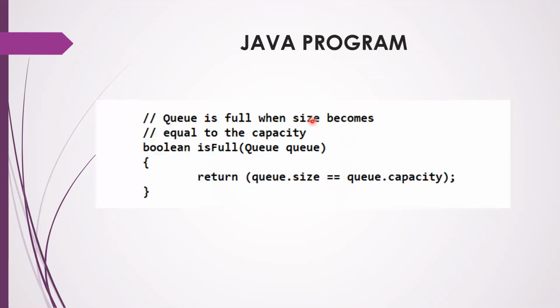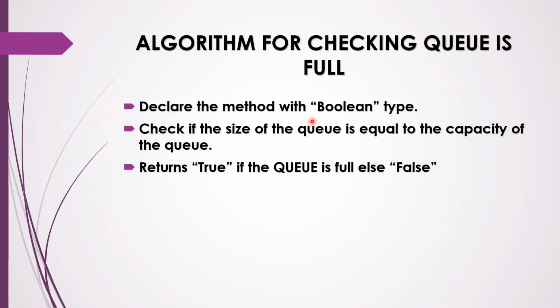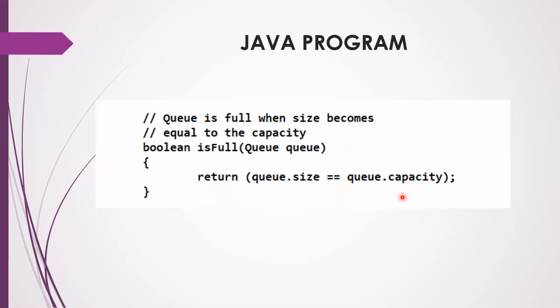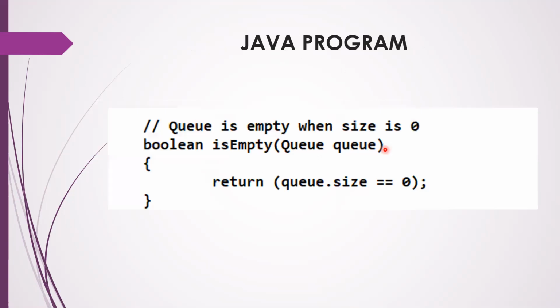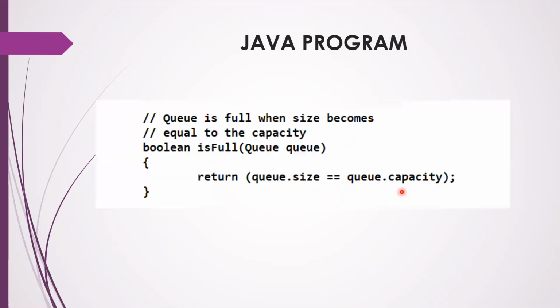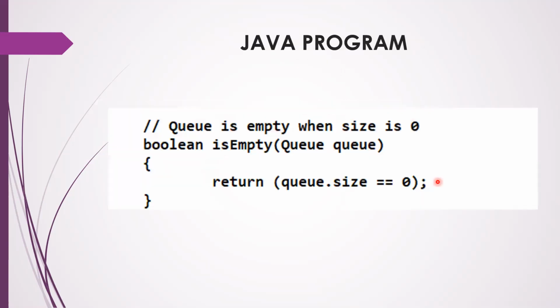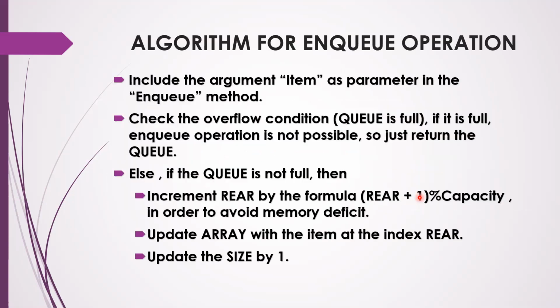So these are the two conditions. You have to check for the overflow condition. For that, the formula is Q size is equal to Q capacity. Or you have to check for the underflow condition, meaning Q size is equal to 0. So these are the two formulas. For overflow condition, Q dot size is equal to Q dot capacity, and for underflow condition, Q dot size is equal to 0. Now we are going to do the enqueue operation.